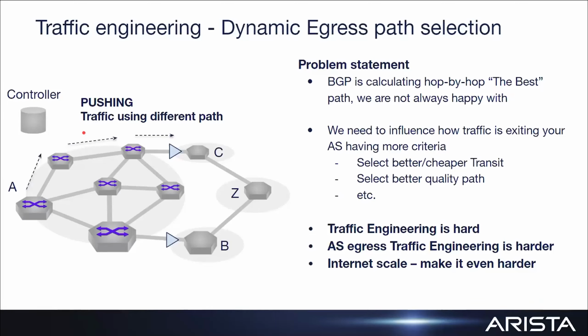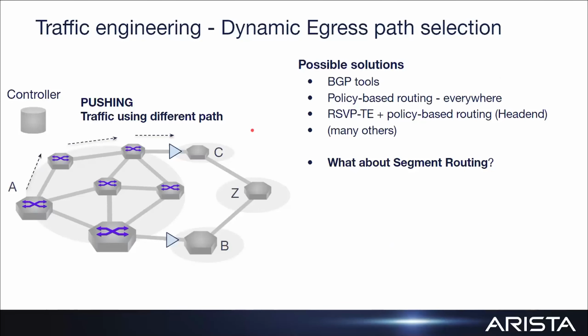Many service providers have learned traffic engineering is hard. Influencing traffic destined to another AS is harder. Doing that at internet scale is even harder. Well, we have multiple solutions we can use, starting with the typical BGP toolset, policy-based routing, or RSVP-TE. But today I would like to focus on segment routing.